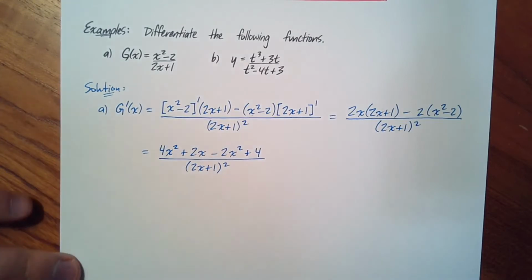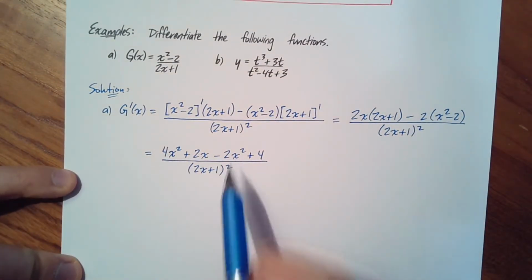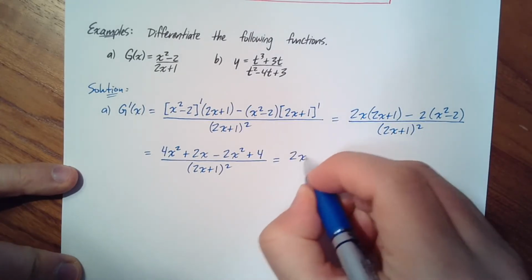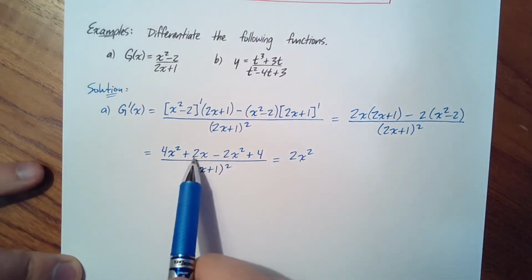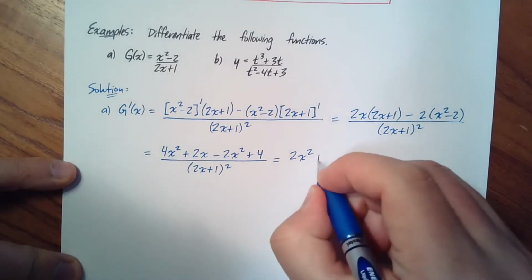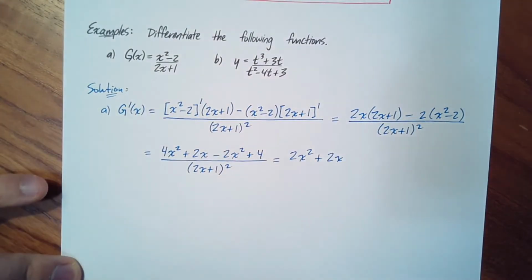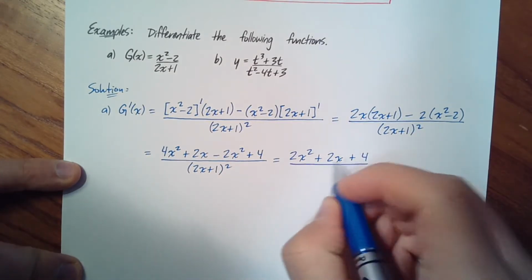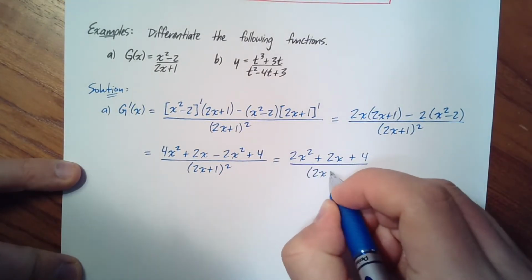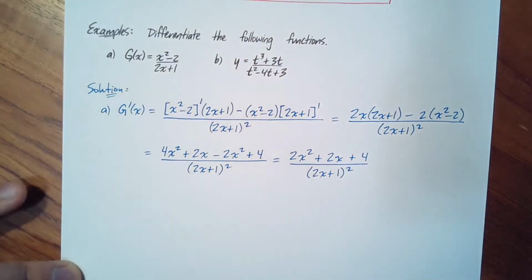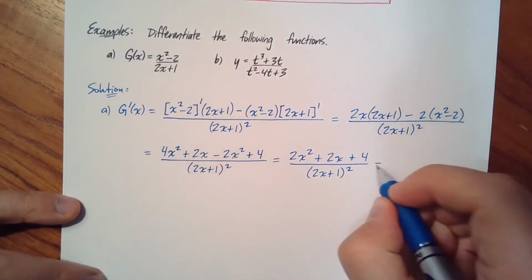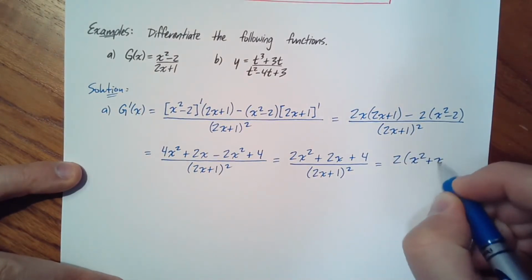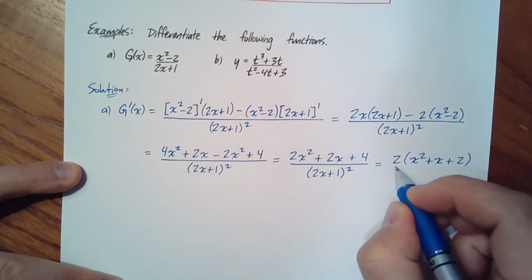And then what happens if we combine like terms now? We have 4x squared minus 2x squared. Well, that's going to give us 2x squared. There's a 2x term, so we have plus 2x. And then we have our constant term of plus 4. And it looks like we can do a tiny bit of factoring. We can factor out a 2. That's going to give us 2 times x squared plus x plus 2 on the numerator.